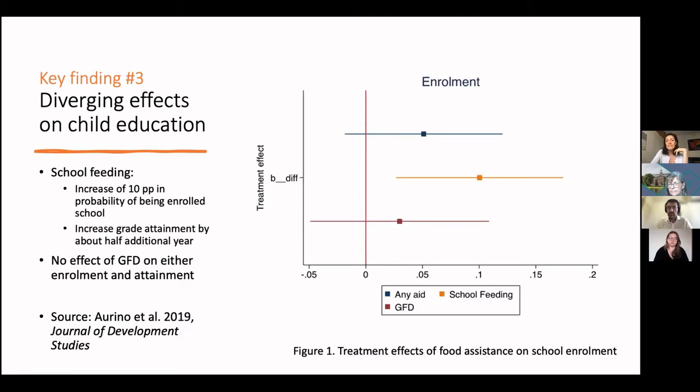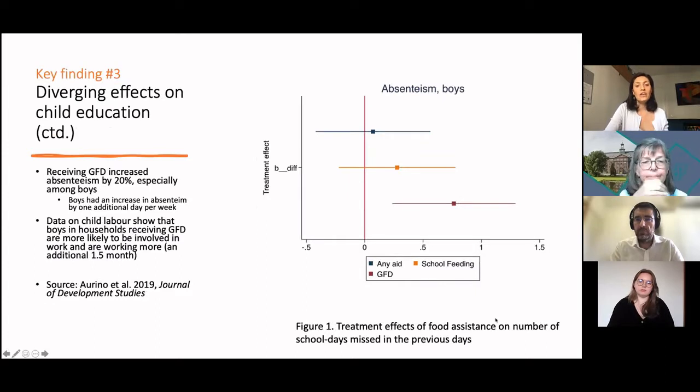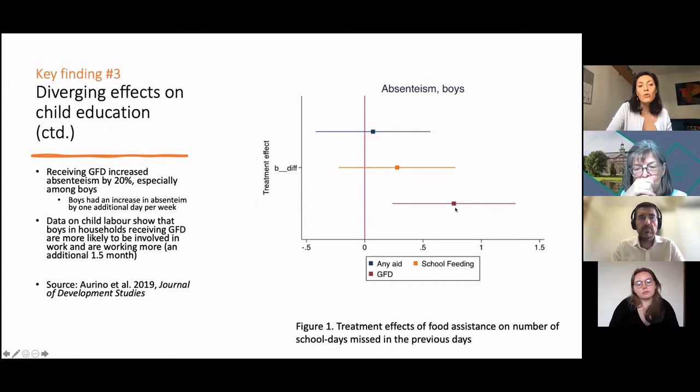We would also see a similar picture for grade attainment. So kids are not only more likely to be in school, but they also are likely to do more years of education. So we find this positive effect of school feeding on child education. On the other hand, if we look at the effects of generalized food distribution, we see that it increases absenteeism a lot for the kids whose households were receiving GFD, especially among boys.